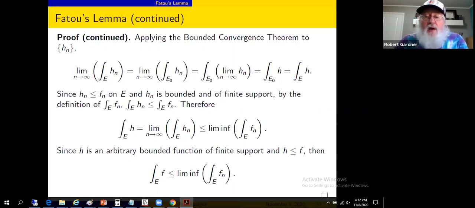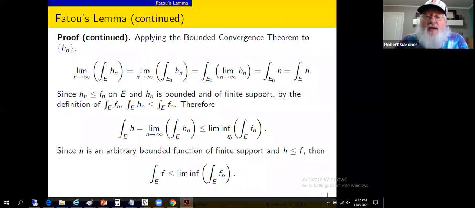Now, we know that the integral over E of h sub n is less than or equal to the integral over E of f sub n for all n. So let's take a lim inf of both sides of this inequality. On the right-hand side, we get a lim inf. On the left-hand side, short term, we get a lim inf. But I know from above that that limit exists, I even know its value. So take lim infs as n approaches infinity of both sides here.